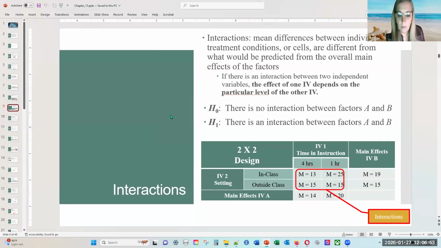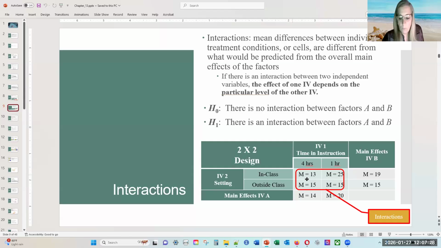All right. So the other thing that we look at besides main effects are interactions. And that's when the mean differences between individual treatment conditions or cells are different from what would be predicted from the overall main effects of the factors. So if there's an interaction when you do an ANOVA between two independent variables, the effect of one independent variable depends on the particular level of the other independent variable.